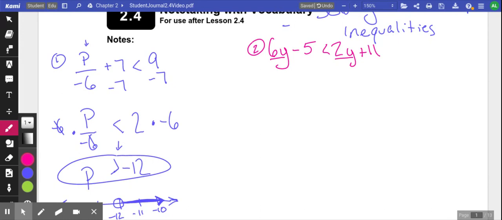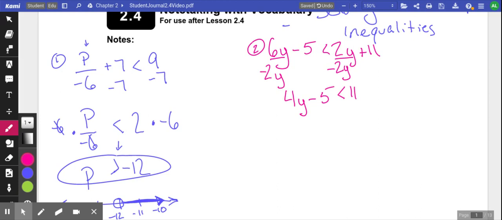I want to go ahead and move the 2y over. I want to subtract it from both sides. Okay, if you're trying to decide which one, it doesn't really matter. You should come up with the same answer either way, but the math usually works out easier if you subtract the lower number. Okay, so 6y minus 2y, I get 4y minus 5 is less than 11.